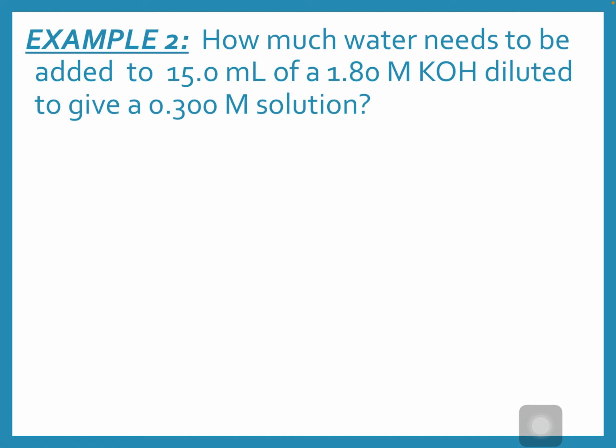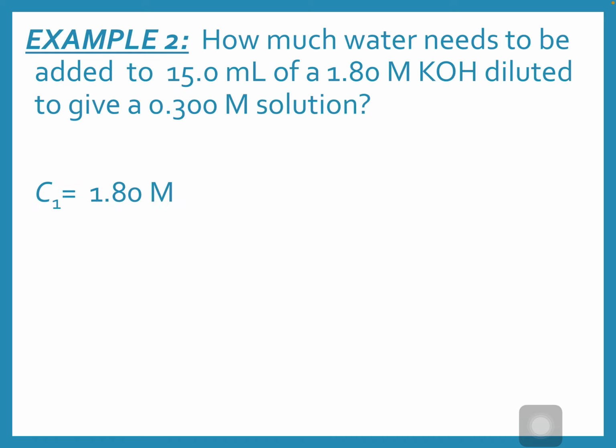Okay, next example. How much water needs to be added to 15.0 mL of a 1.8 molar potassium hydroxide solution diluted to give a 0.3 mole per liter solution? So how much water needs to be added? I'm going to need to know my volumes and concentrations to calculate the final volume, and then I'm going to need to figure out the difference between those volumes to determine how much water is added.